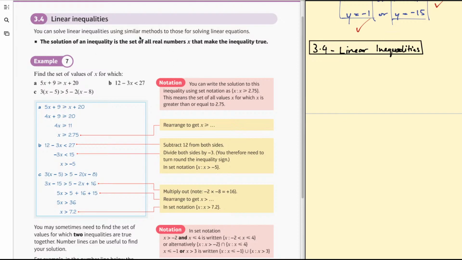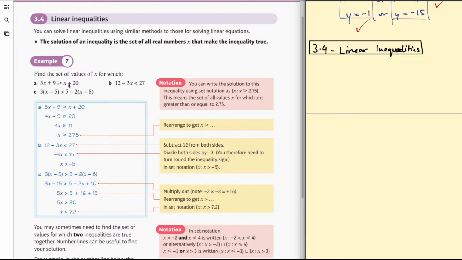You can solve linear inequalities using similar methods to those for solving linear equations. The solution of an inequality is the set of all real numbers x that make the inequality true. Find the set of values for x for which 5x plus 9 is greater than or equal to x plus 20. So as they say, solve it like an equation.